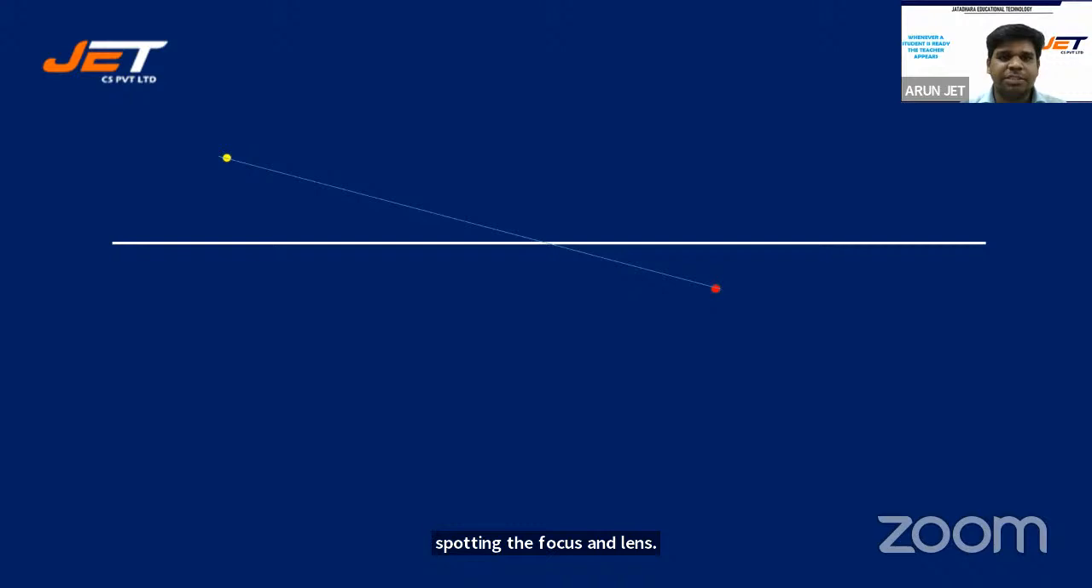All right, it's a convex lens because only with a convex lens do you get a real inverted image, right?